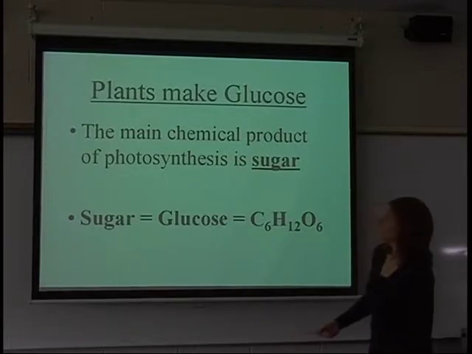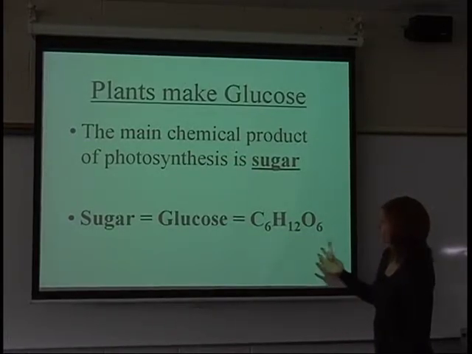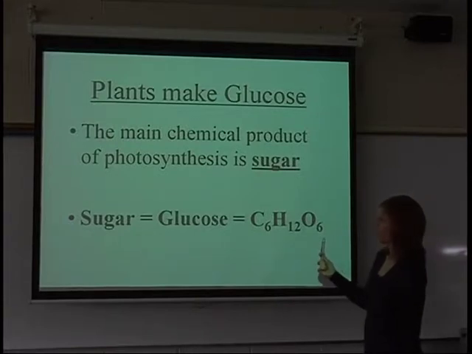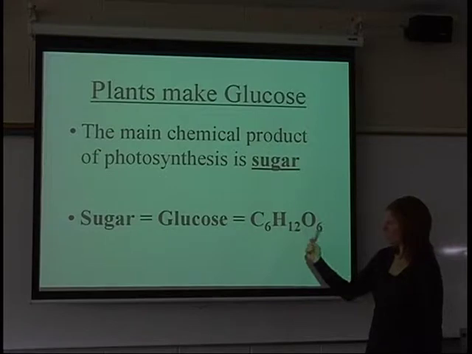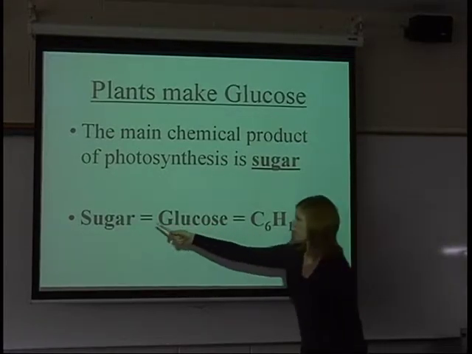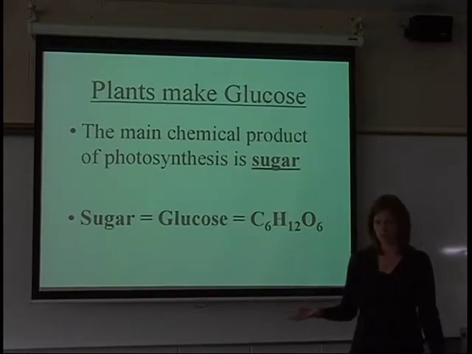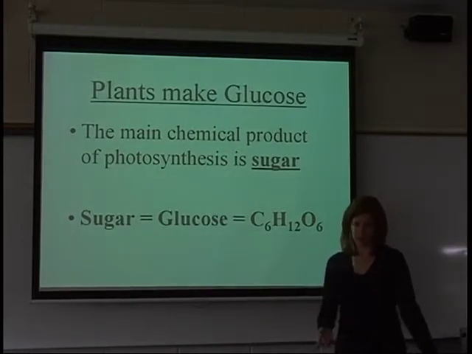The main idea of photosynthesis is that plants will make a substance called glucose. Really, glucose is just another name for sugar. Here's the chemical formula for glucose, but when we refer to this, glucose or sugar, we're really meaning the same thing, but that's the product the plant is trying to make by using the sun.